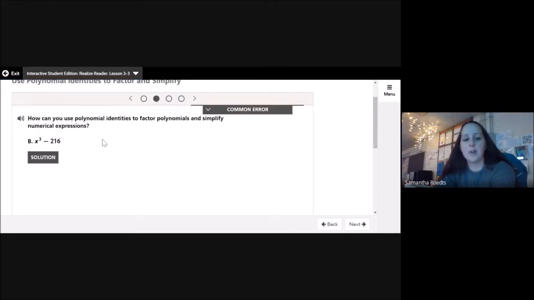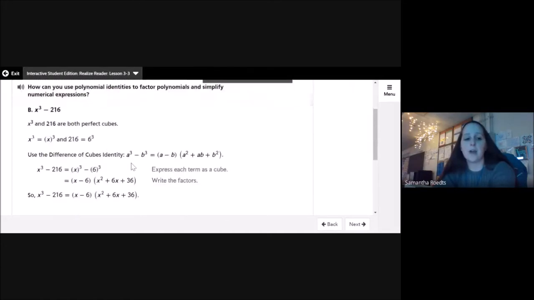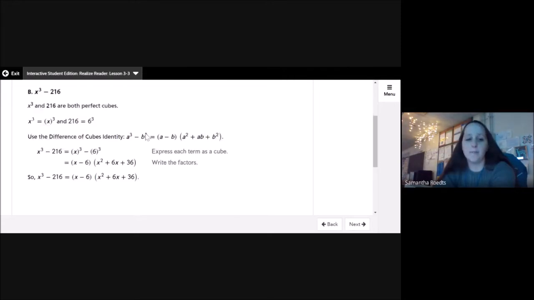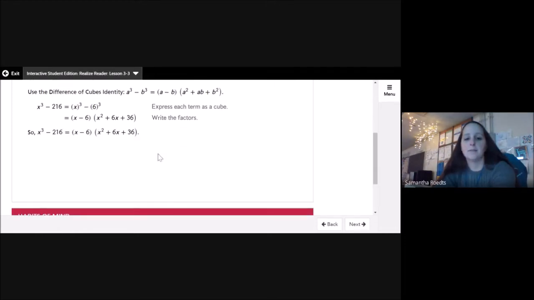How can you use polynomial identities to factor polynomials and simplify numerical expressions? So x cubed and 216 are both perfect cubes. X cubed is x raised to the 3rd power, and 216 is 6 raised to the 3rd power. So I can use the difference of cubes identity, a cubed minus b cubed equals a minus b times a squared plus ab plus b squared. Well, this gives me x minus 6 times x squared plus 6x plus 36.